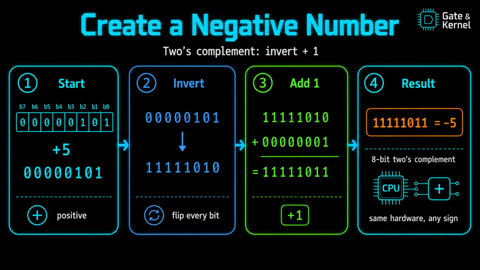Chapter 4. How to create a negative number. To convert a positive binary number into its negative 2's complement form, use 2 steps. First, invert every bit. Second, add 1. Let us convert positive 5 into negative 5 using 8 bits. Positive 5 is 00000101. Invert every bit, 11111010. Then add 1, 11111011. So, in 8-bit 2's complement, 11111011 equals -5. The rule is simple: invert, then add 1.